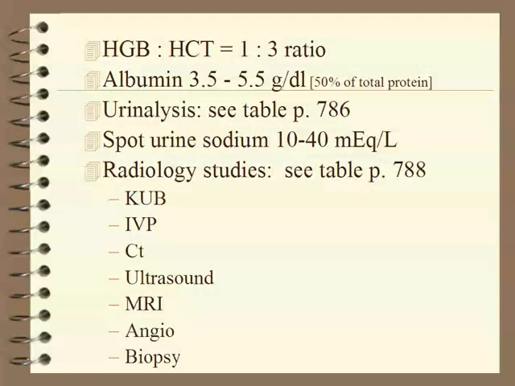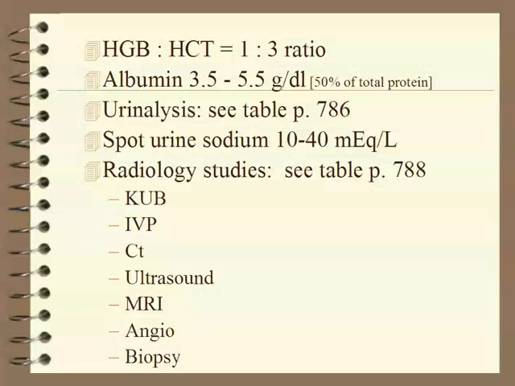Your urinalysis, there's a table on page 786, but your normal pH of your urine is between 4.5 to 8, so the average is around 6. The specific gravity is 1.010 to 1.020 as the usual. If it is less than 1.003, it is diluted, and if it's greater than 1.030, it's very concentrated. Glucose should only show up in the urine if your blood sugar is higher than 180.